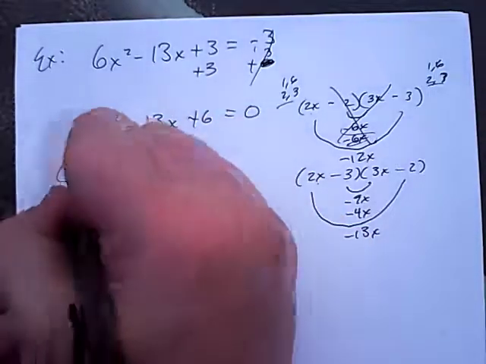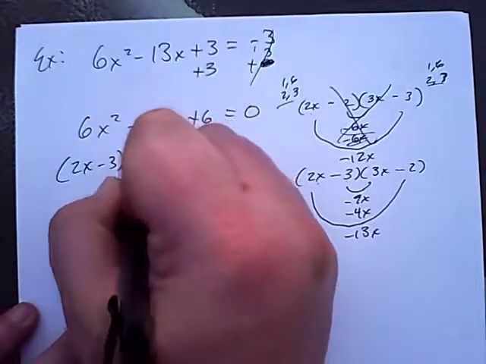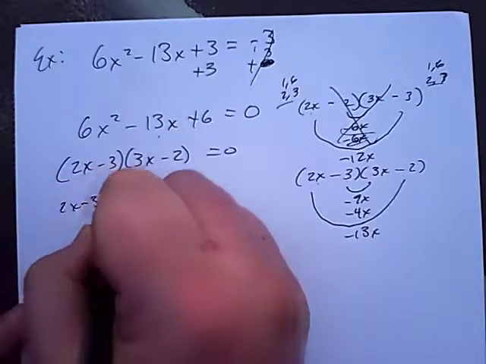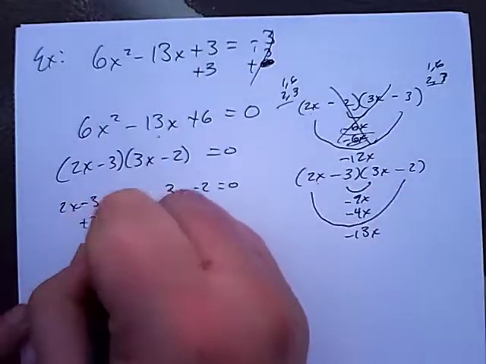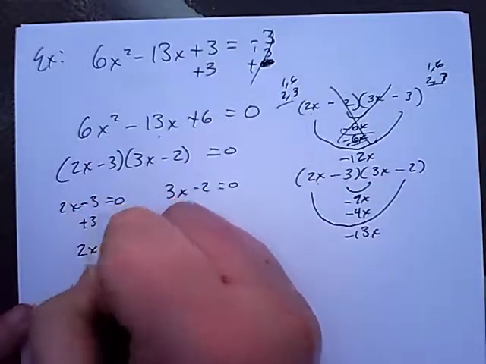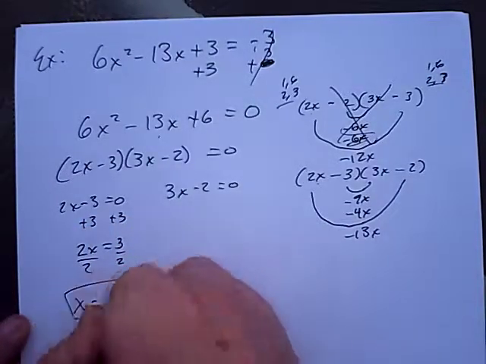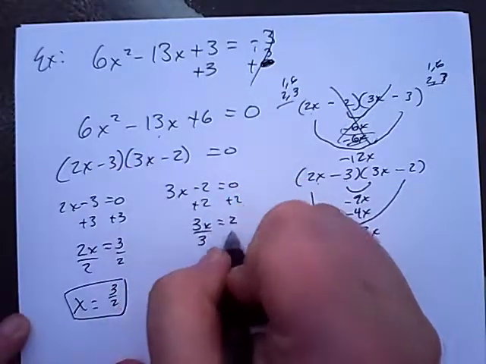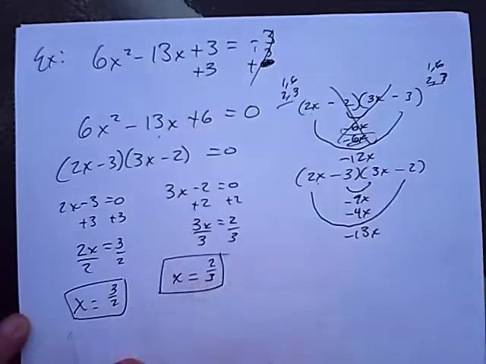And I'm going to set my factors now. So I get 2x minus 3 times 3x minus 2 equals 0. And now I can set each factor equal to 0. Here I'm going to add 3 to both sides. So 2x equals 3, divide by 2, divide by 2. So x would equal 3 halves. Here I'm going to add the 2. 3x equals 2, divide by 3, divide by 3. And x equals 2 thirds. So x equals 3 halves and x equals 2 thirds.